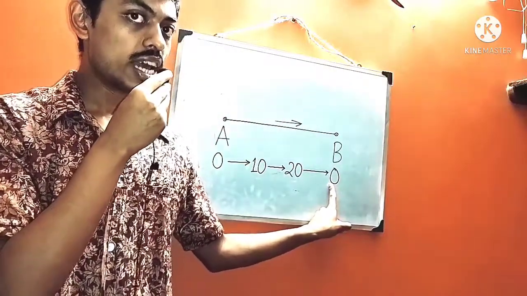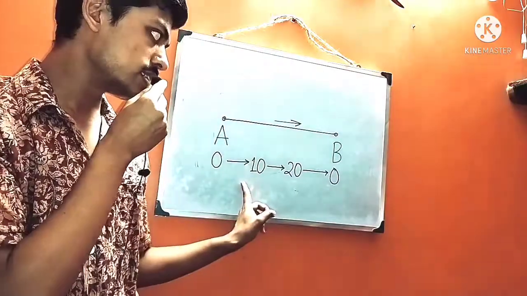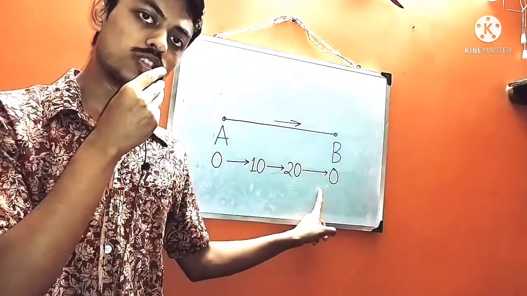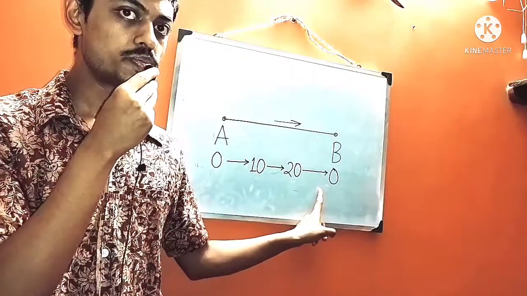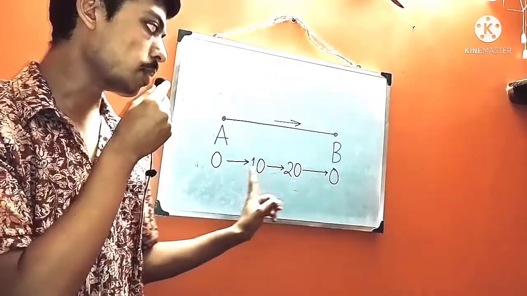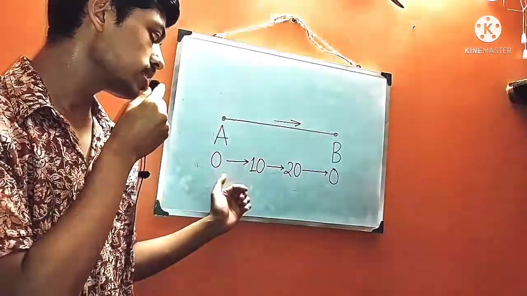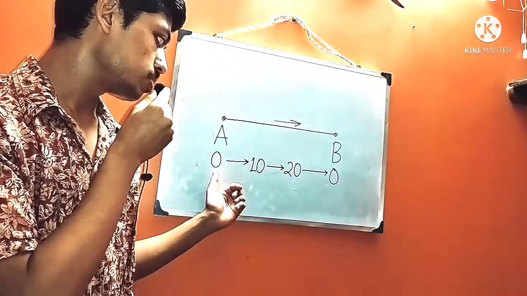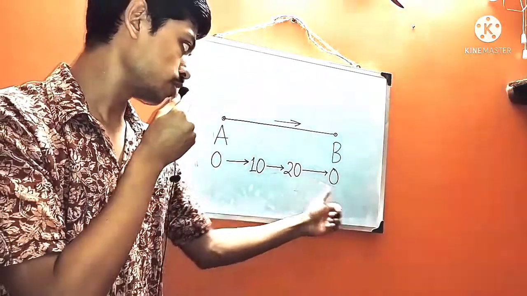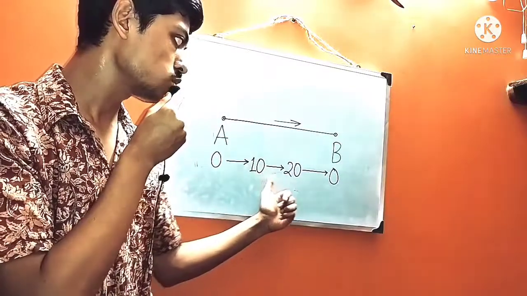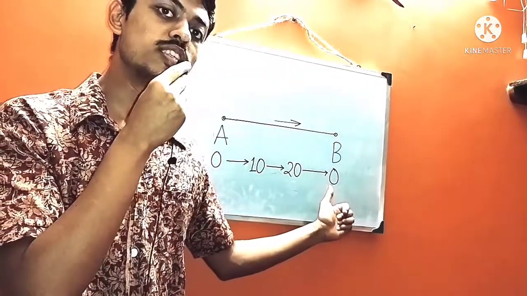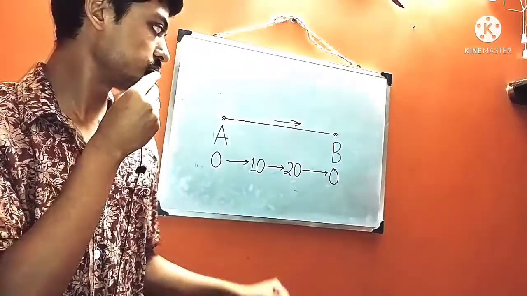So students, can you tell that the bus is traveling in a constant speed or not? Yes, the bus is not following a constant speed. The bus is changing its speed from time to time, from 0 to 10, from 10 to 20, and from 20 to 0 meter per second.